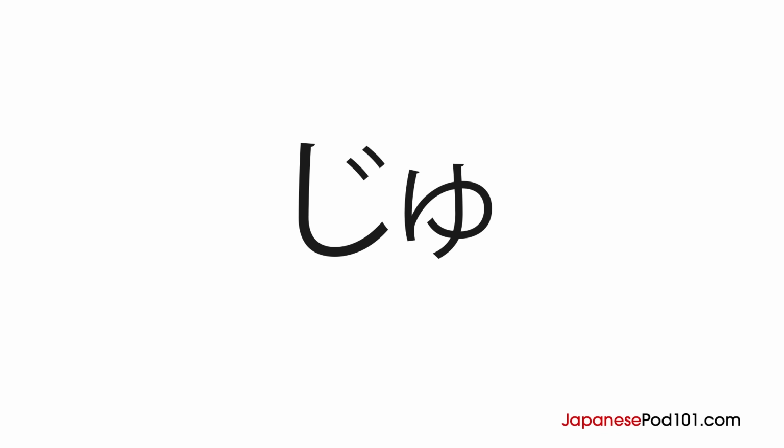Cho. Tsu. Just like a tsunami. Which one is the katakana wa? It's this one, the wider one. E. Ju. Wo.